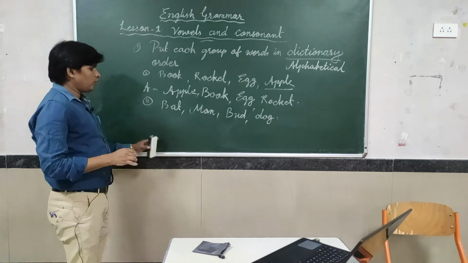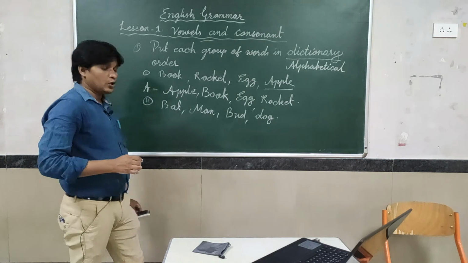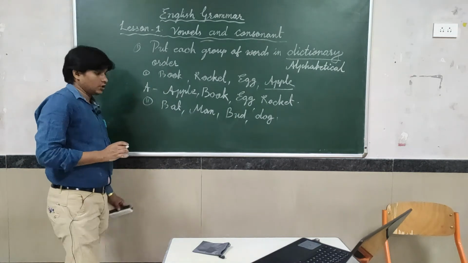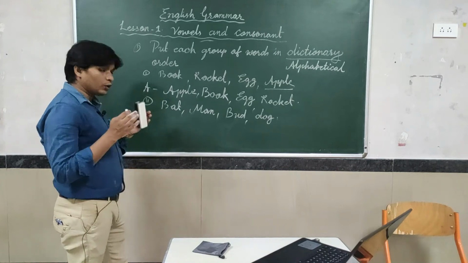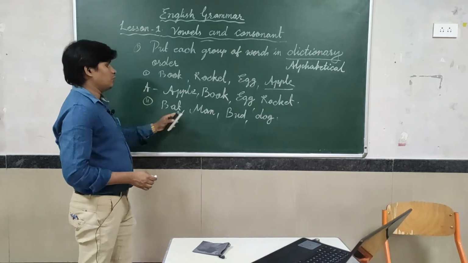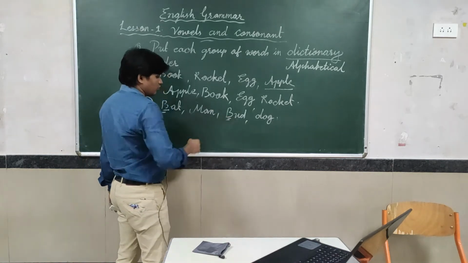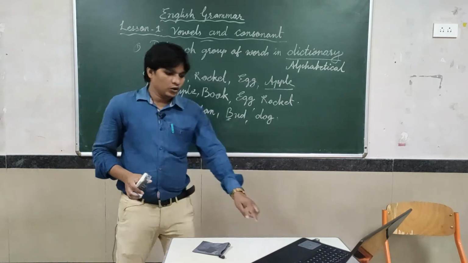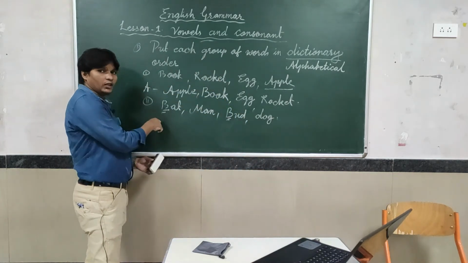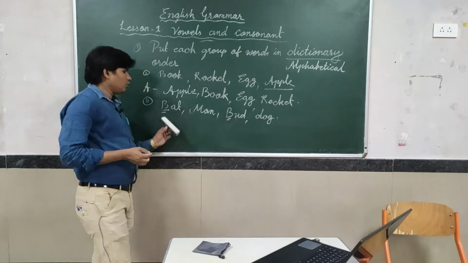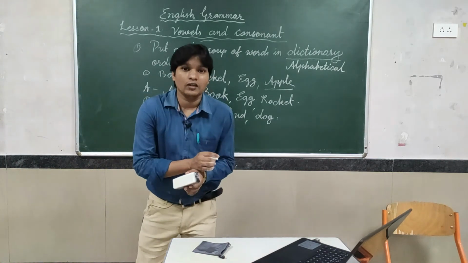Now just to see here: bat, man, bird, dog. So first letter, which one? Here. Now according to the alphabet, B is first, but it has written here also B, here also B. So both sides are given B. The first letter is the same. So what will we do now?